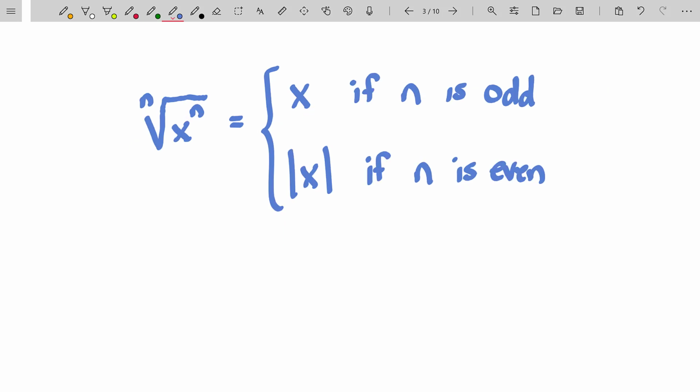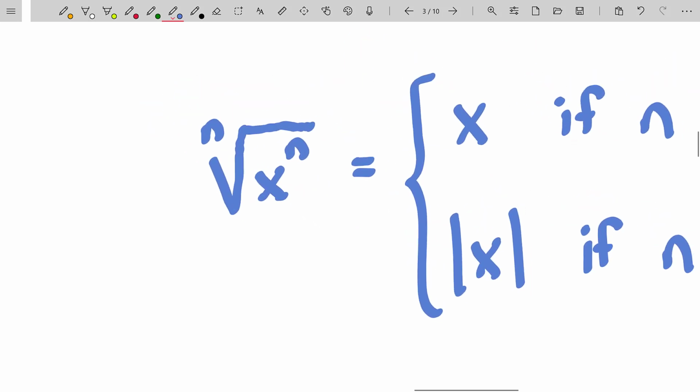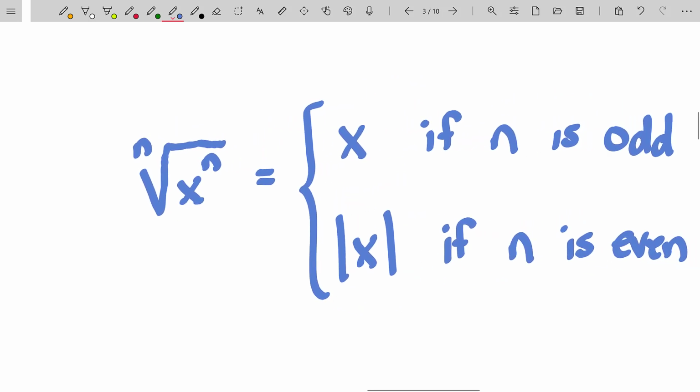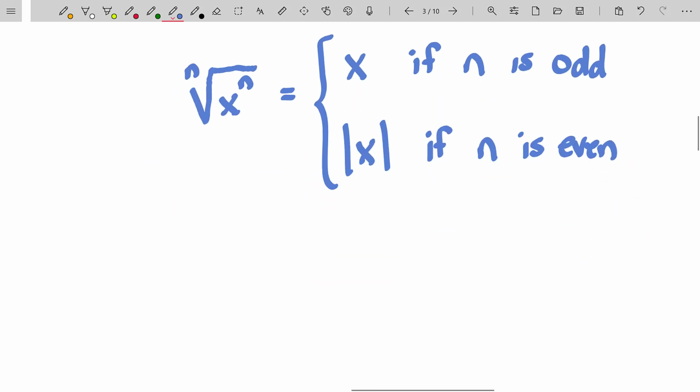It's equal to x if n is odd because odd roots can return positive or negative numbers, so that doesn't matter. So that's why the odd root of x to the same odd power is just x. However, if it was the second root of x squared, second roots never return negative numbers. So first and foremost, I know what this simplifies to is not going to be negative.